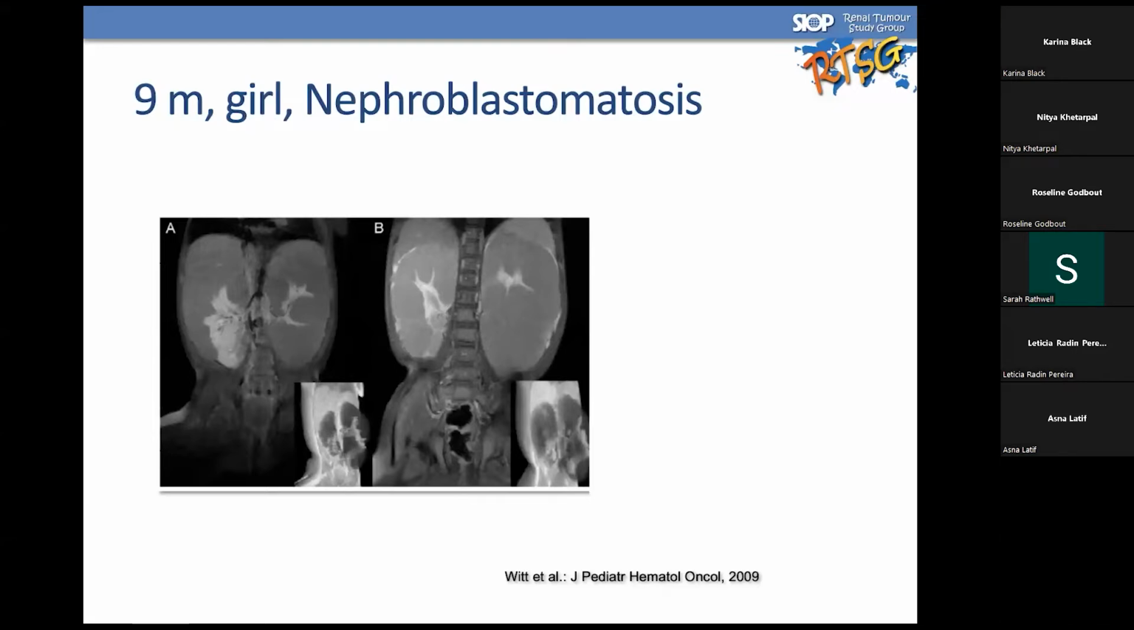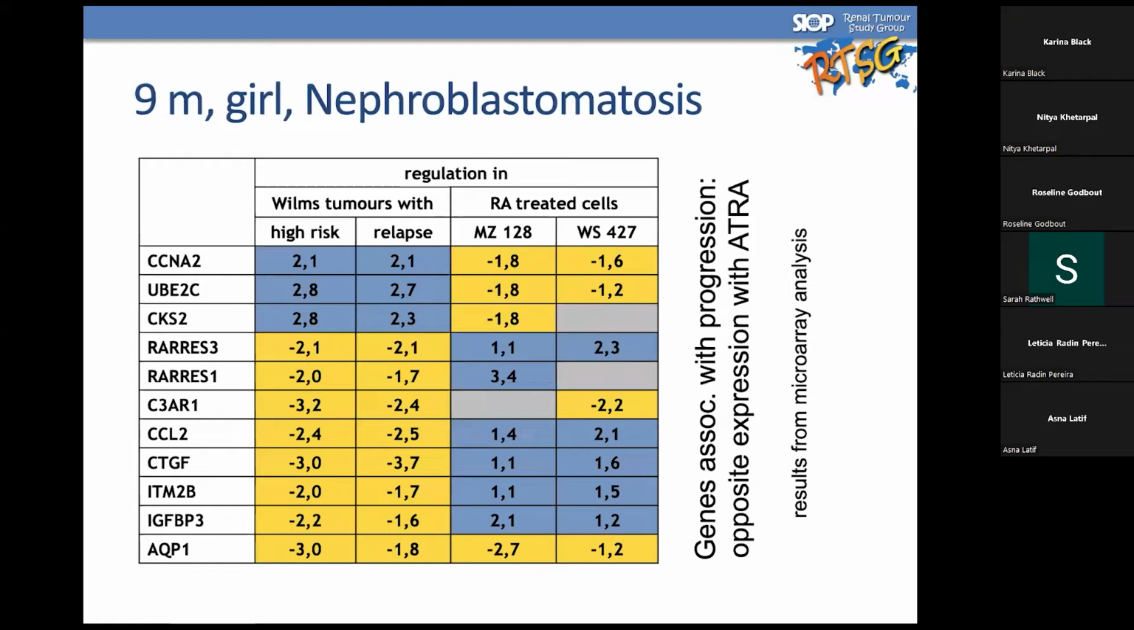What we did at that time was to look into the molecular biology, and we found out that this child had a disruption of the retinoic acid pathway. And when we gave retinoic acid to these tumor cells in vitro, we could see that the expression of the different genes in this pathway did normalize.